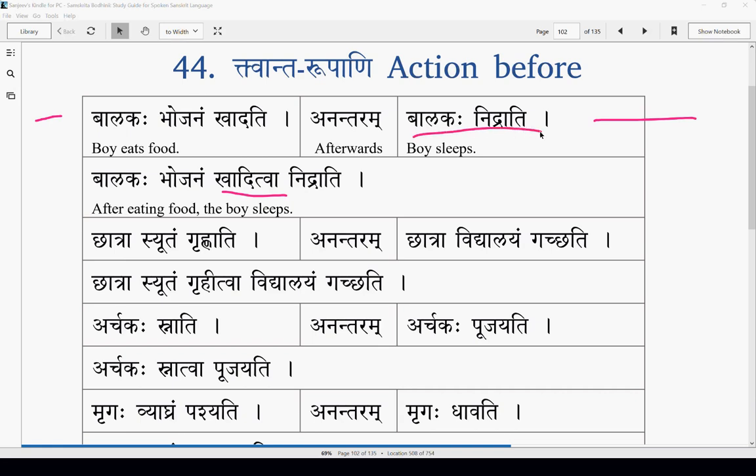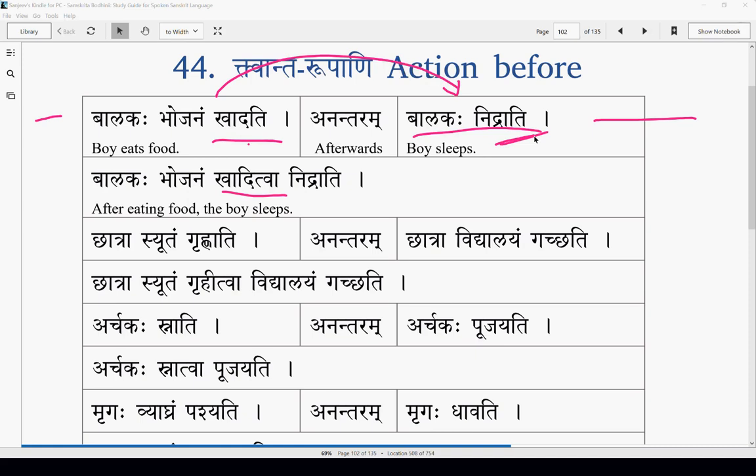Then we have this balaka nidrati, he sleeps. Now if we want to join them, if you know the sequence of the actions here, so suppose he is eating the food first, he eats the food first and then he goes to sleep. Afterwards he goes to sleep. So the eating action is happening first, then the sleeping action is happening afterwards, after eating. In this case, we can turn them into a single sentence, join them using the ktvanta form.